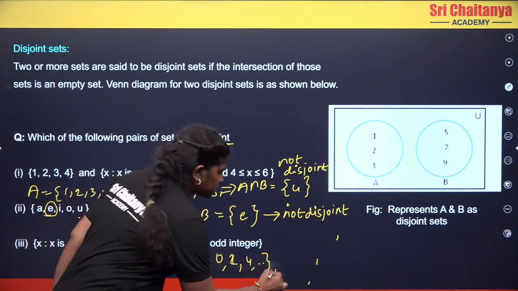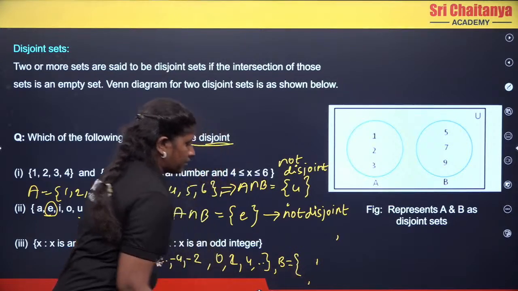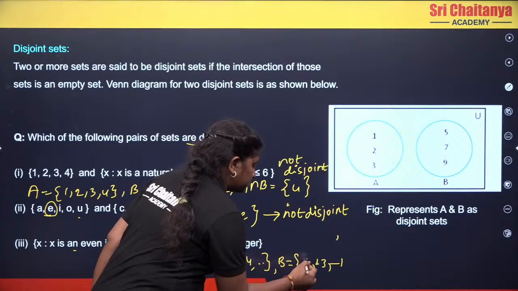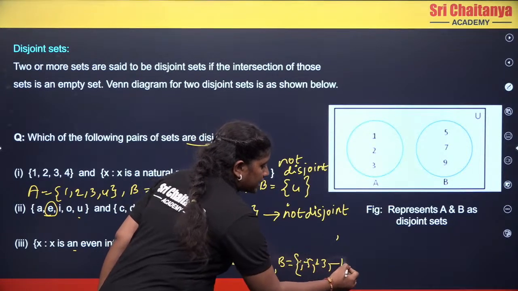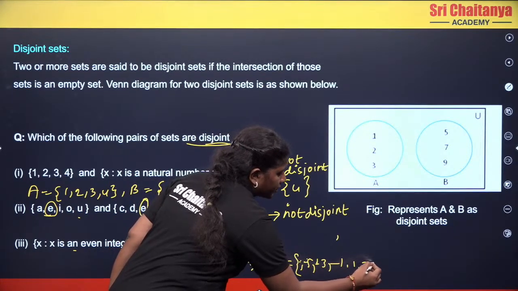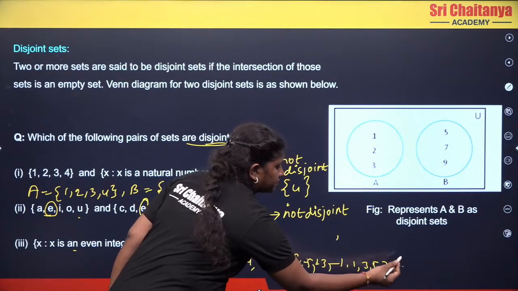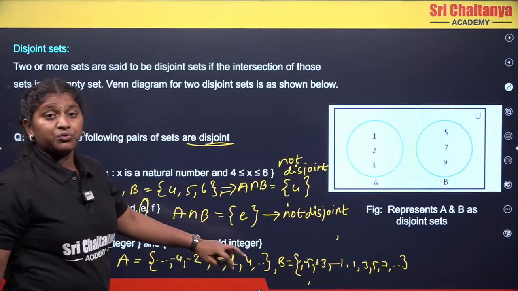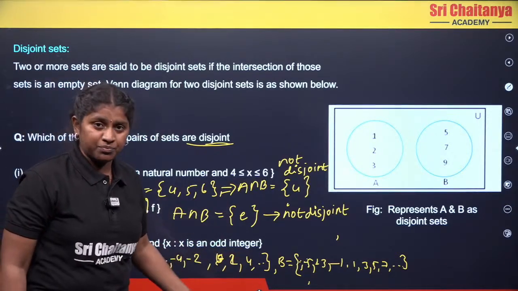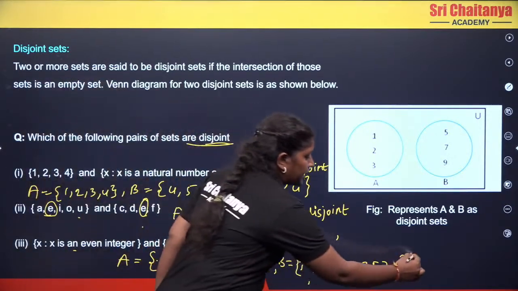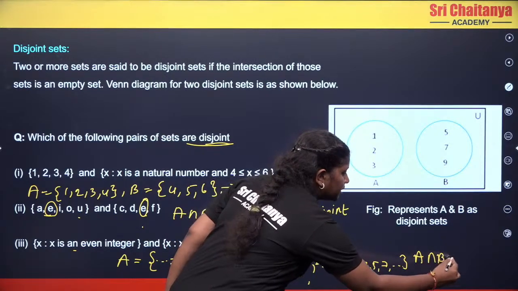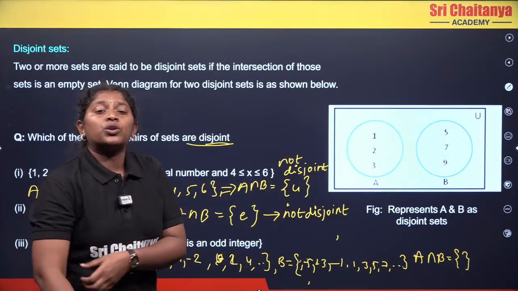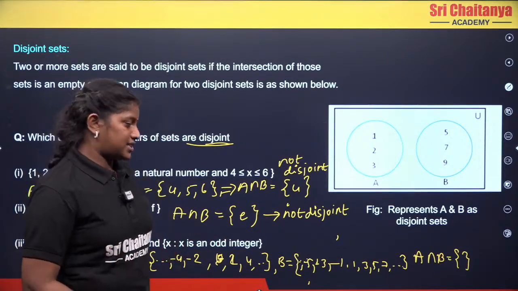And coming to the odd integers, B is the set of -1, -3, -5 and so on, and here it will be 1, 3, 5, 7 and so on. Now if you look at the example, we will not be having any common element between them. So if you take the intersection, A intersection B will give you the null set. We are not having any element in that, so these two will form disjoint sets.